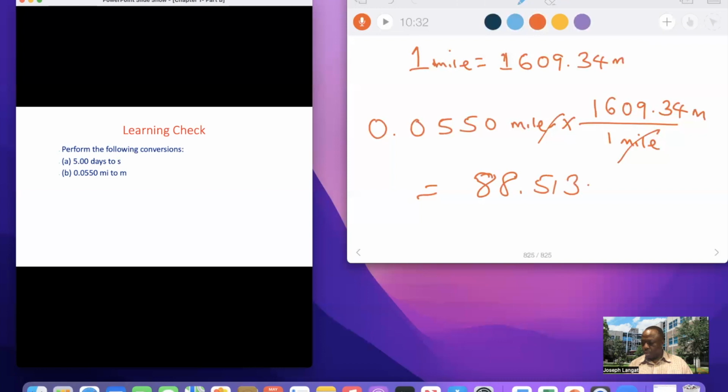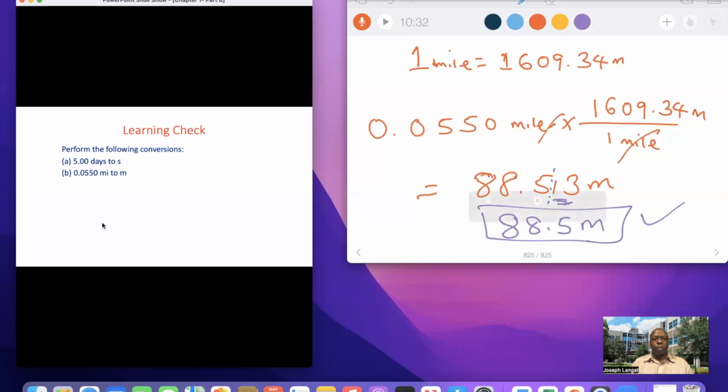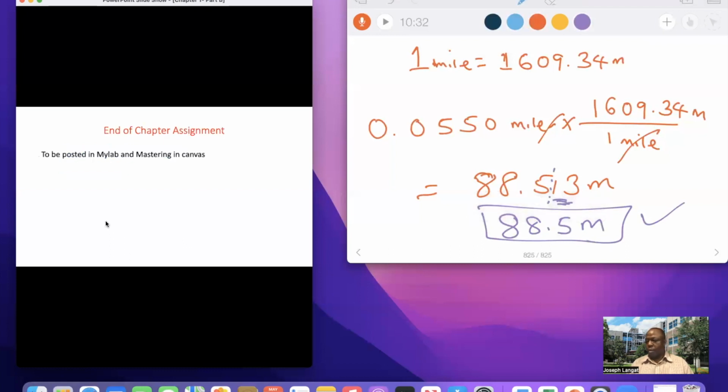88.513. This is meters. We have more than what we need. If I count, these 2 zeros do not count. 1, 2, 3. So 3 significant figures, I'm going to count from here and stop here. These are non-significant, and the correct answer is 88.5 meters. Please get used to expressing the final answer with the correct number of significant figures.